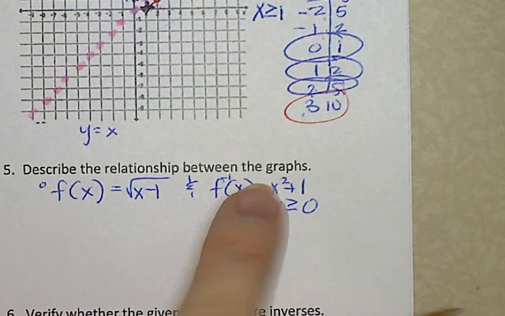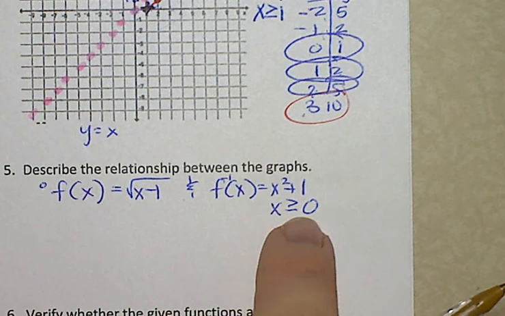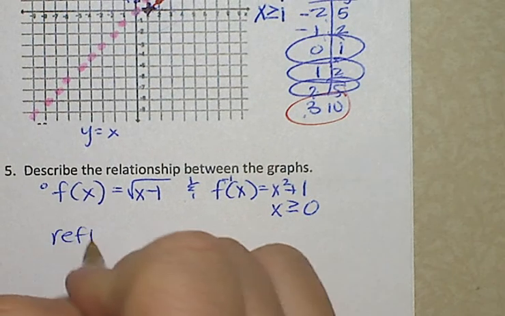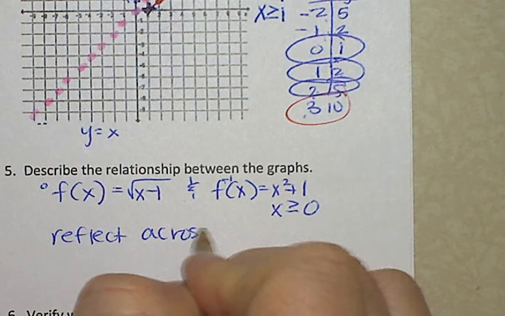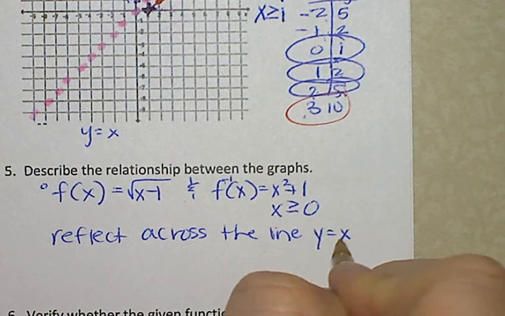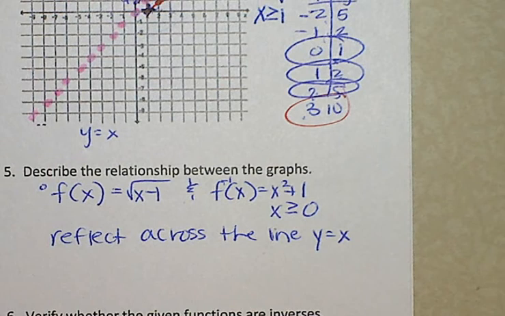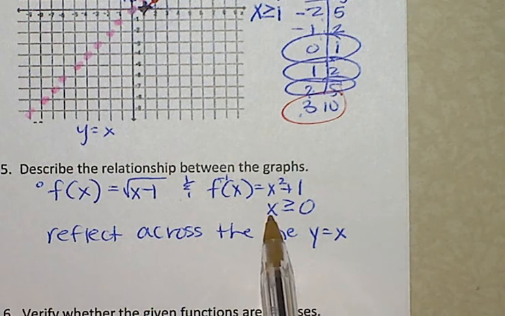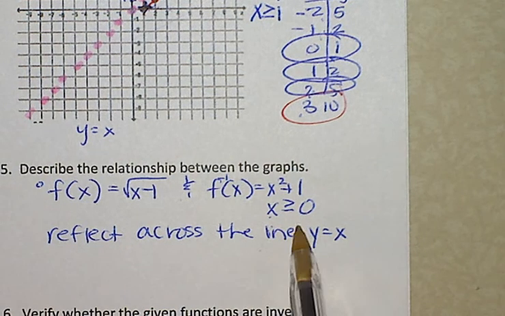These two functions, with this limitation, reflect across the line y equals x. And actually, that will happen for every single function. Every single function, if two functions are inverses of one another, they will reflect across the line y equals x. Sometimes you're going to have to put limitations in. That's true. Limitations on the input values.